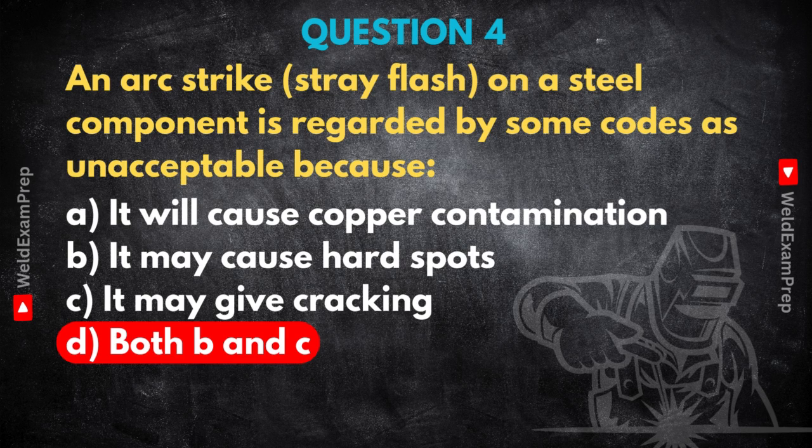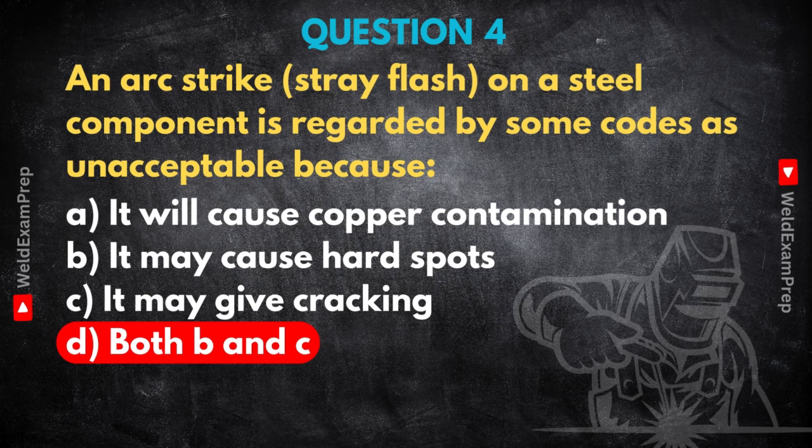Absolutely. I remember a case study, actually. A small arc strike on a bridge component. Looked like nothing. Years later, it was found to be the initiation point for a fatigue crack. It's a hidden danger. That really drives home why codes are so strict about them. It's not just about looks, it's about structural integrity.